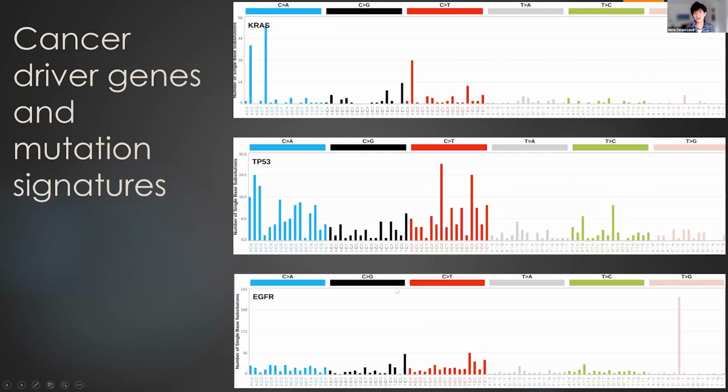And in terms of the driver genes, just to give an idea, we have different patterns according to the prominence of different driver genes. In KRAS, TP53 is more flat, but reflects a lot of the tobacco smoking. EGFR in non-smokers has a typical hotspot like KRAS.